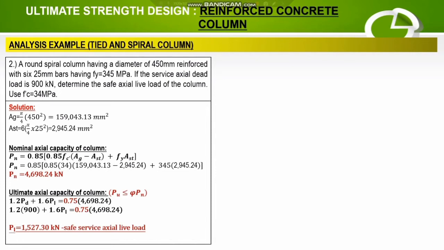0.75 is the value of our phi. So it is 0.75 and not 0.65, since the problem is an example of a spirally reinforced column. So plugging in the values, we have 1.2 times 900 plus 1.6 PL equals 0.75 times 4698.24. Then we can solve for our P sub L, or our safe service axial live load, which is equal to 1527.30 kilonewtons.